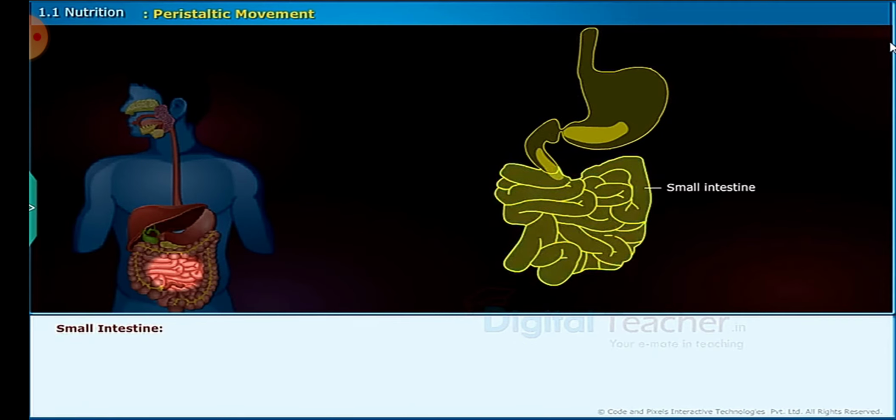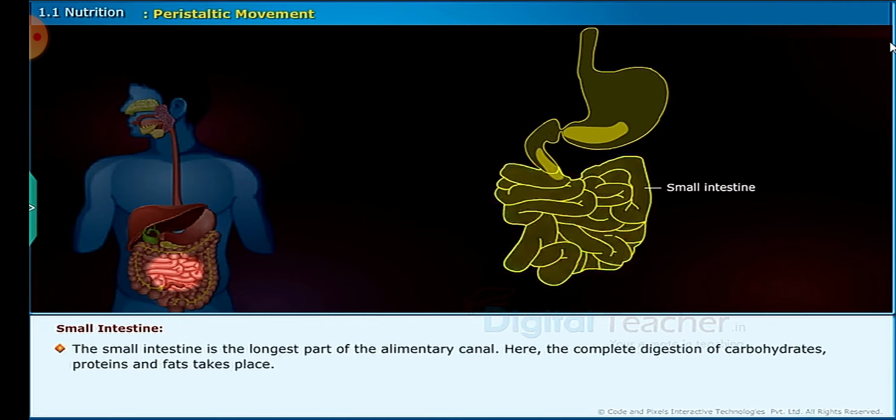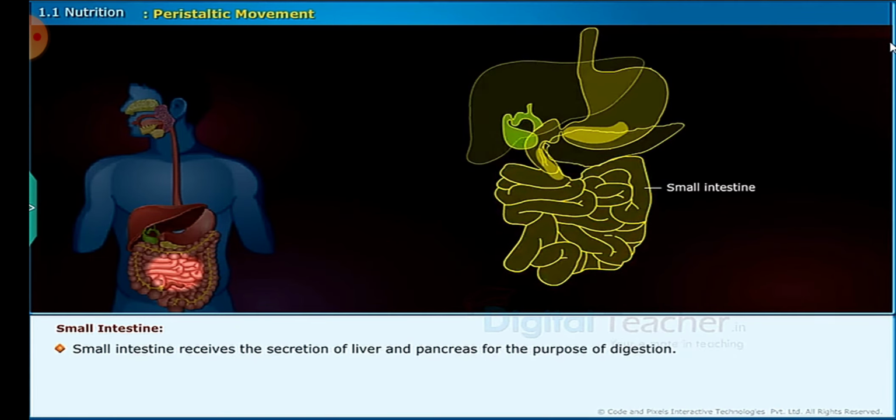Let us learn about the small intestine. The small intestine is the longest part of the alimentary canal. Here, the complete digestion of carbohydrates, proteins and fats takes place. The small intestine receives the secretion of liver and pancreas for the purpose of digestion.